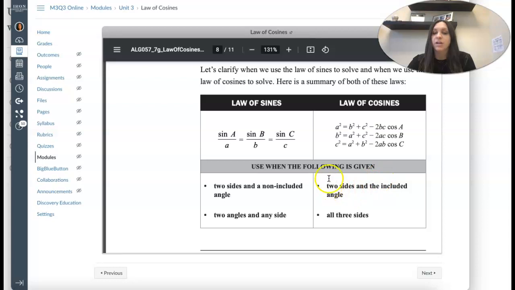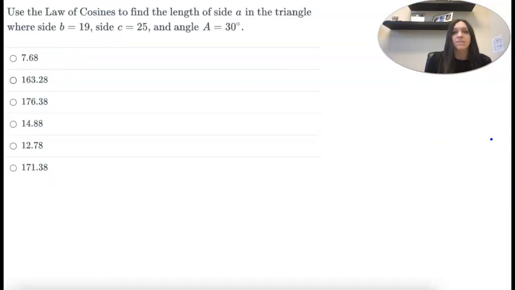So we are going to use Law of Cosines when we only know the side lengths, all three sides, or we have two sides and the included angle. So that's SAS. Okay, so Law of Cosines, there's 3, but we're just going to use 1 depending on what we have. So let's see.